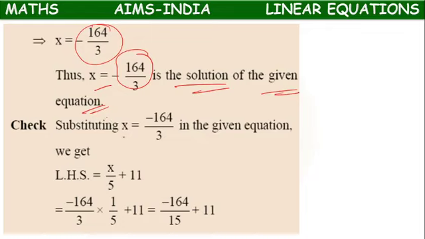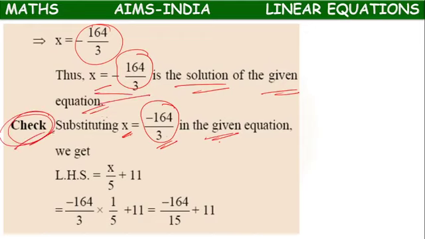So how to check it? If we substitute the x value, minus 164 by 3, in the given equation. The answer we already have got here. Now we are checking whether it is correct or not. For checking that, we have to substitute the x value in the LHS part. What is LHS? x by 5 plus 11, with x as minus 164 by 3.